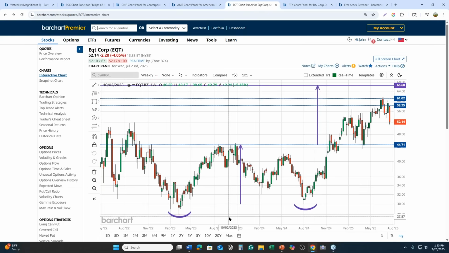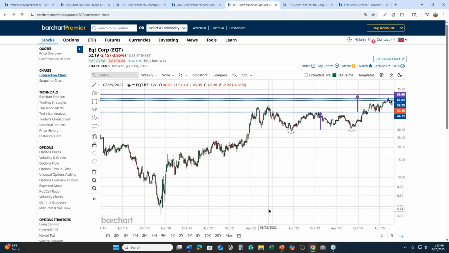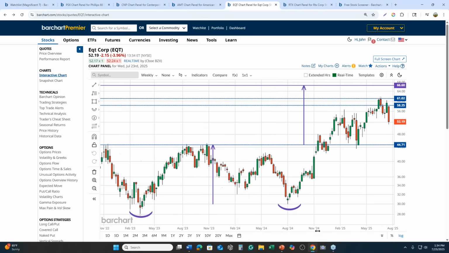Here's EQT, again, in the energy space. There is our two bottoms. There's our measured move based on our peak between our two lows. And again, if we look at this in big picture, this is not a bottoming, but a long period of extended consolidation. And then there's our projected move up to around 66, above $66.